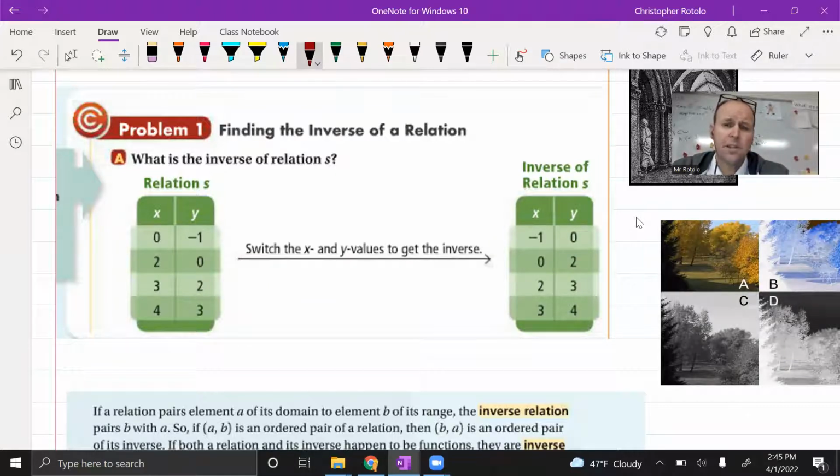So I'm going to take this relation S, and the first thing I'll do is list my ordered pairs. This is a, b, and what do I have going on over here? Well, this is now b, a. (0, -1) turned into (-1, 0), (2, 0) turned into (0, 2). They just get flip-flopped. And then we can check to see if the inverse is a function. They're all different, so that is as well.